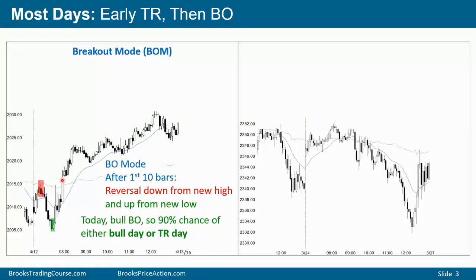Today the bulls got a bull breakout above the reversal down, and therefore the odds were that this would remain the low of the day, and that means that the day would either be a bull trend day or a trading range day.